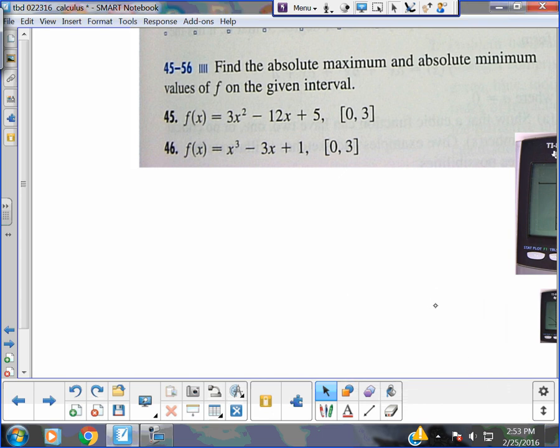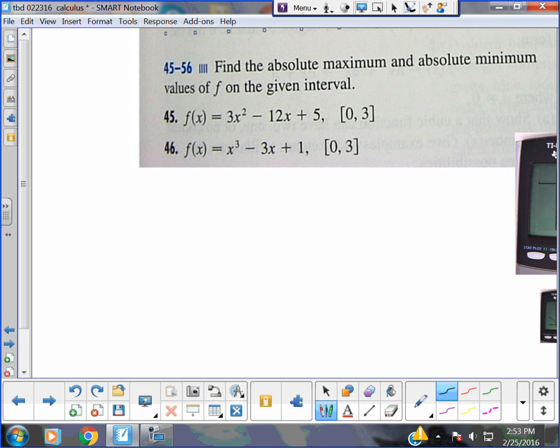All right, so I have two problems here, 45 and 46. Find the absolute max and absolute min values for a given interval. Guys, this is extreme value theorem. Anytime you're given an interval, you must check the endpoints. So you're going to check 0 and 3. But if you're going to do max and mins, we're going to take the derivative.